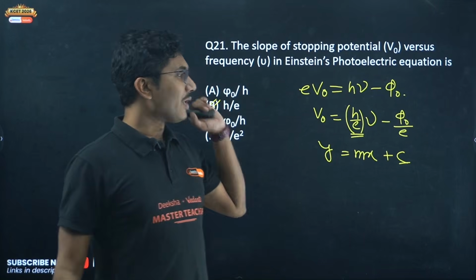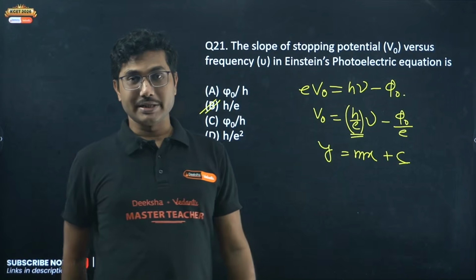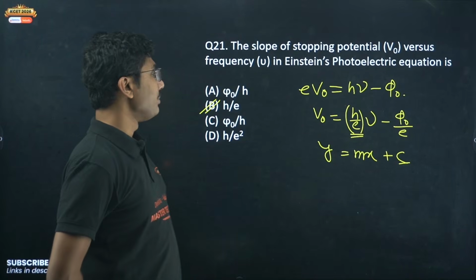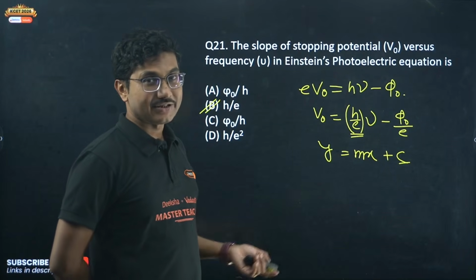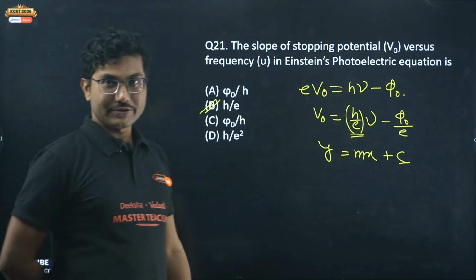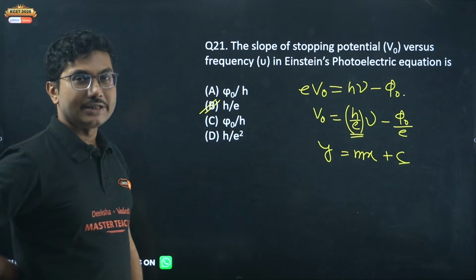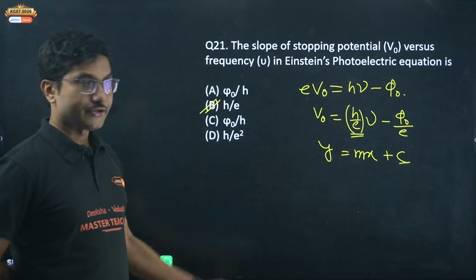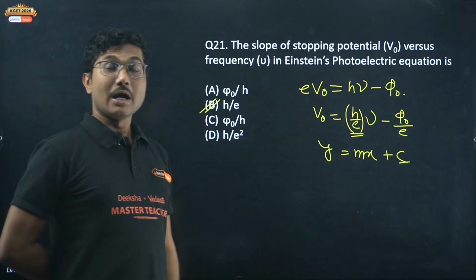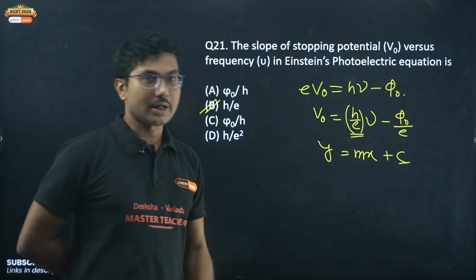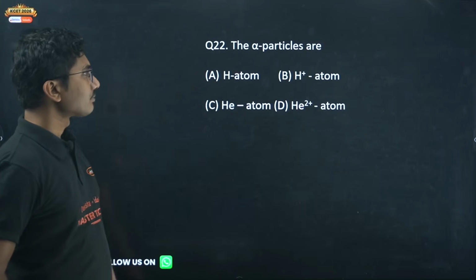If they ask what is the value of the intercept, the value will be minus phi naught by e. So remember that as well. They might change the equation or the question, but if you remember that h by e is the slope from Einstein's equation, and the intercept is minus phi naught by e, then you should be able to answer that question as well. Phi naught by e, not h, phi naught by e.